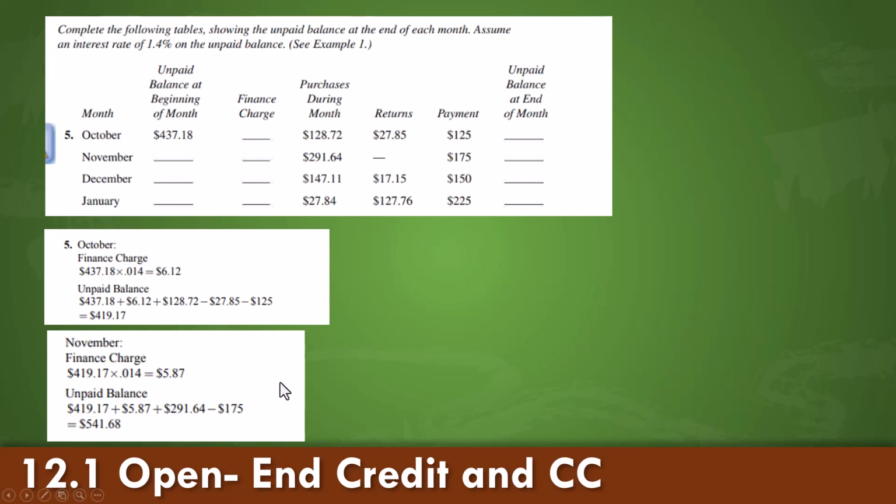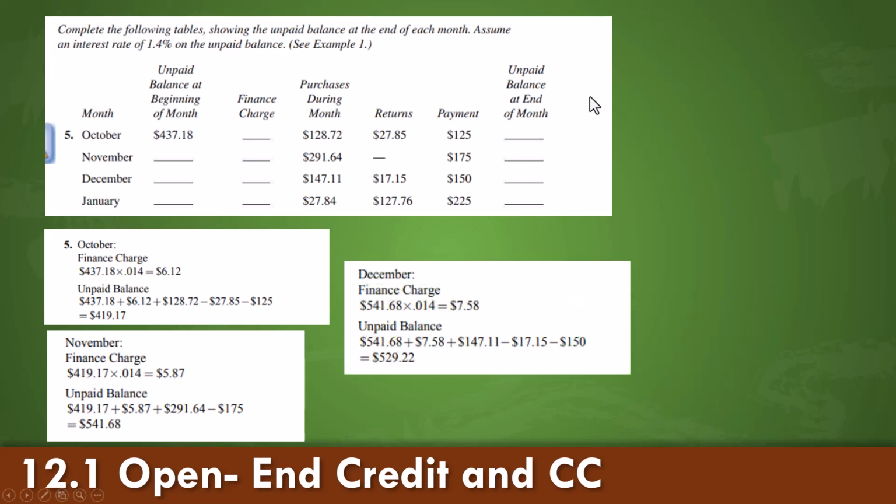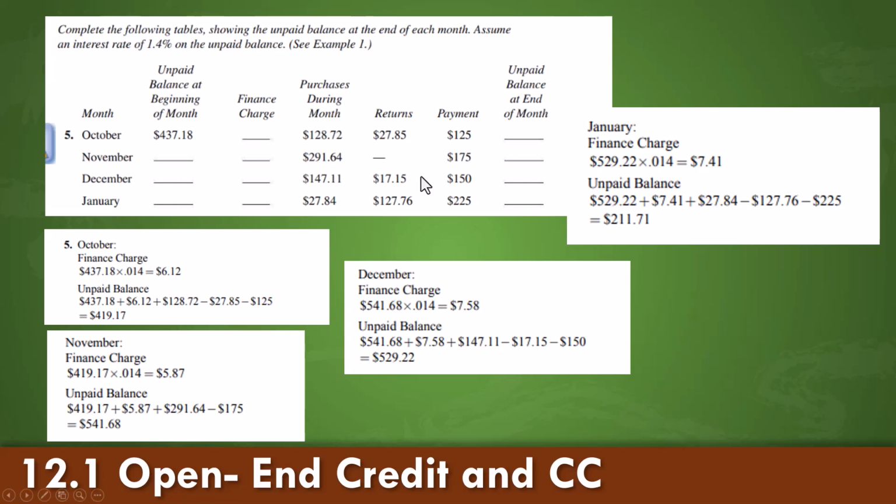interest of 1.4%. We add that to our unpaid balance plus our purchases less our returns and payments for our new unpaid balance. We carry those November balance over to December and repeat the steps. Continuing to January, where our unpaid balance at the end of January will be $211.71.